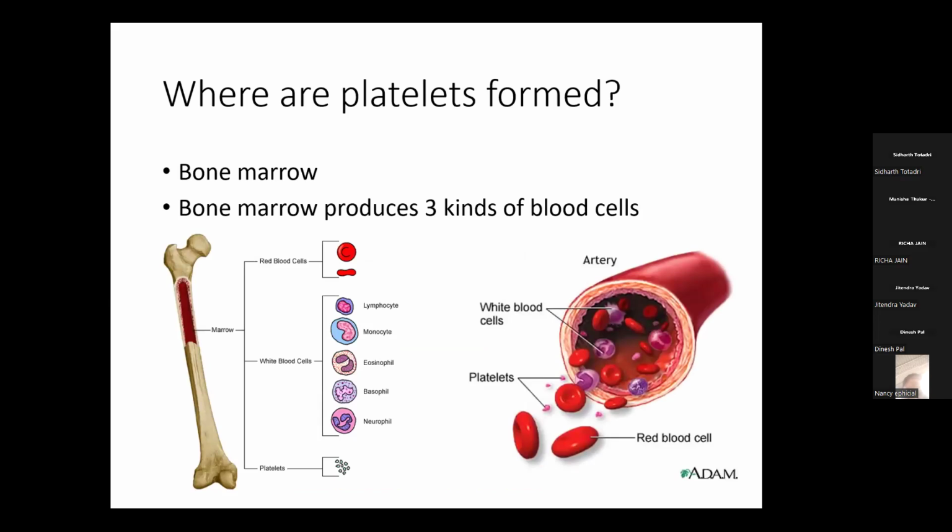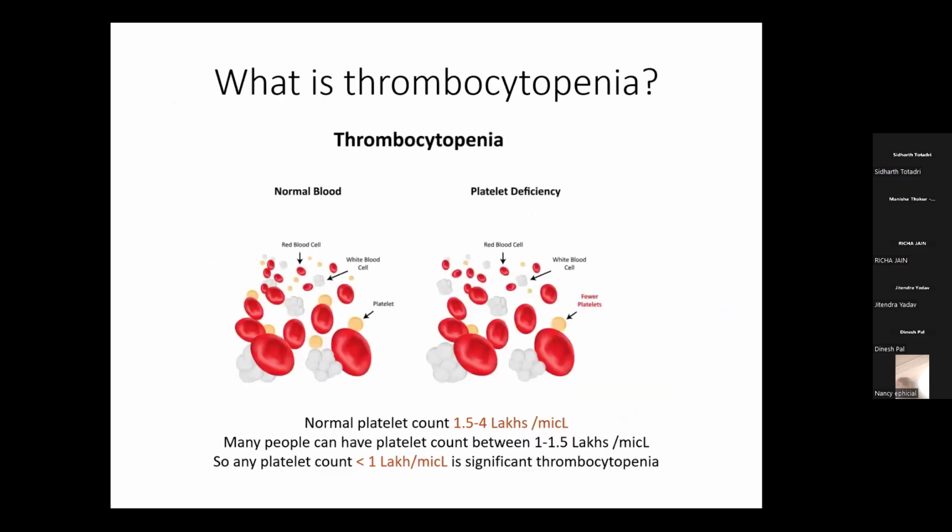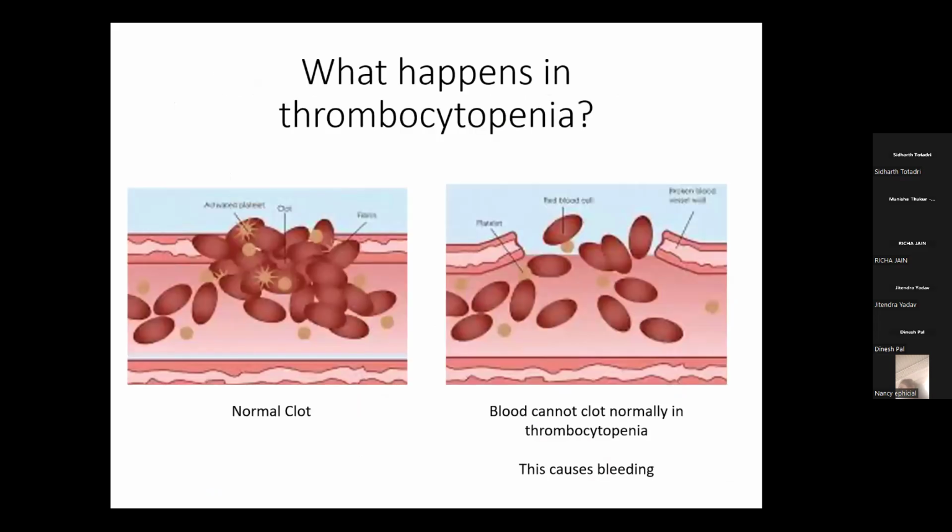So next question the patient asked us is, where are the platelets formed? As we all know, bone marrow produces three kinds of blood cells: white blood cells, platelets, and red blood cells. What is thrombocytopenia? Normal platelet count is 1.5 to 4 lakhs, but a platelet count between 1 lakh to 1.5 lakh is not significant. Any platelet count less than 1 lakh is significant thrombocytopenia.